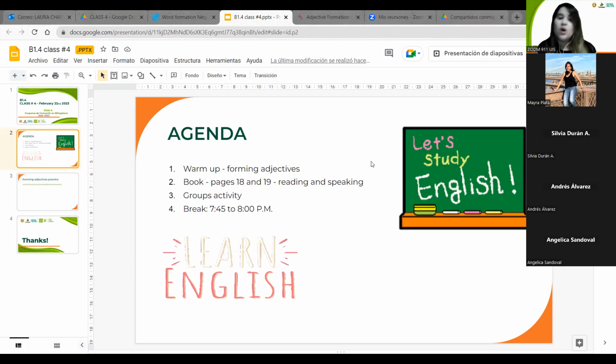So guys, we are going to start with this activity about forming adjectives. This is a topic that you studied with teacher Marilyn. What do you think about this topic, guys? Was it easy? Was it hard? Was it confusing? Forming adjectives. You don't want to say anything? Was it hard, guys? It's necessary to practice a lot. Yeah, it takes practice. So we're going to begin with a warming up activity about this.